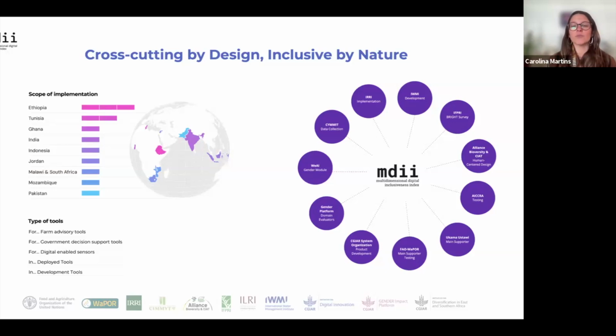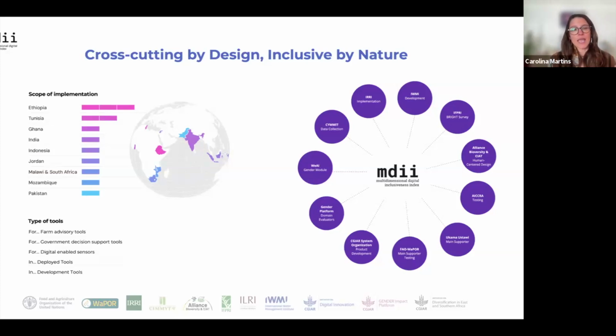So in terms of ecosystem, it is really something that is big. And right now, the MDII has been implemented in 3 tools in Ethiopia, Tunisia, Ghana, India, Indonesia, Jordan, Malawi, Mozambique, and Pakistan. And when we were developing the MDII, and once again, as a challenging process to overcome, is how can we develop a tool that can be tool agnostic in terms of its evaluation, and also agnostic in terms of the stage of the development of the tool that we are evaluating.